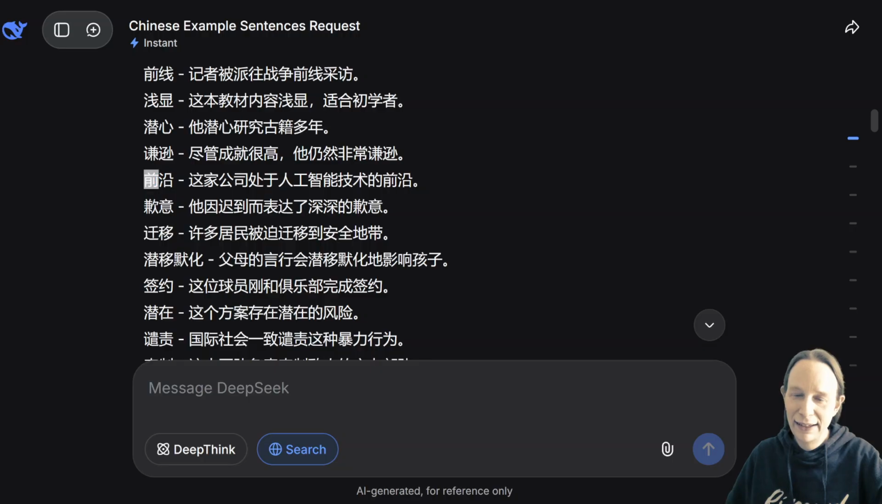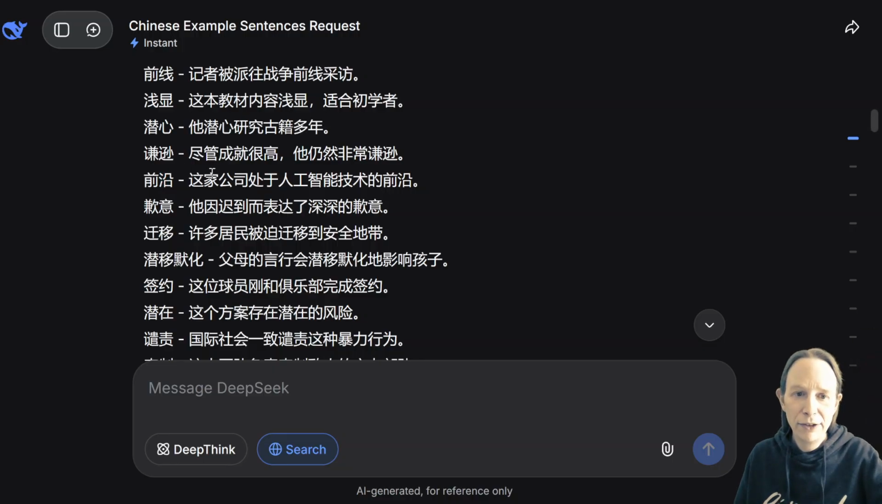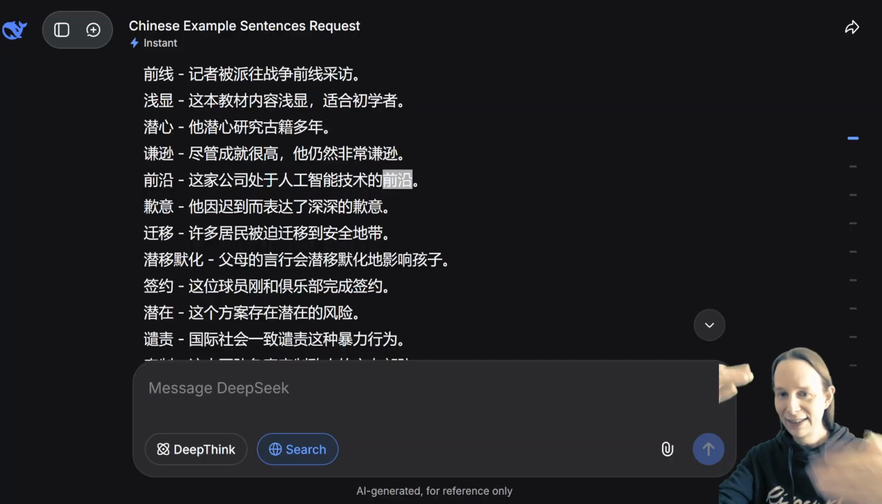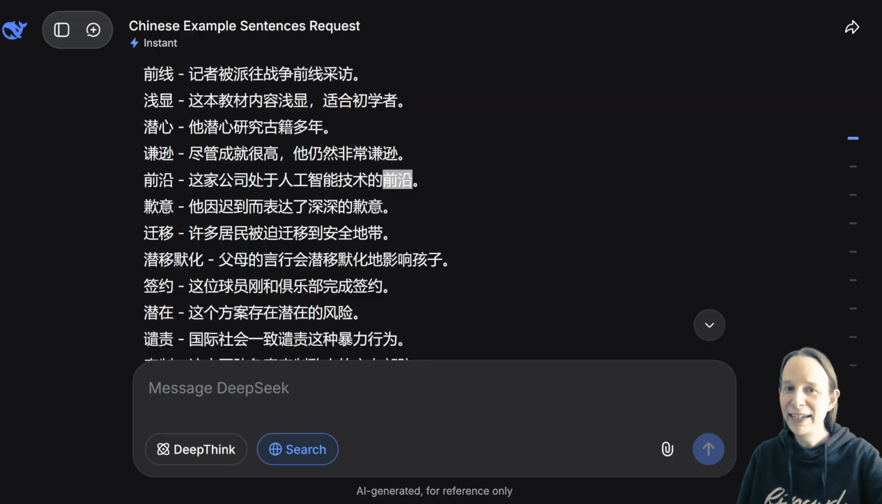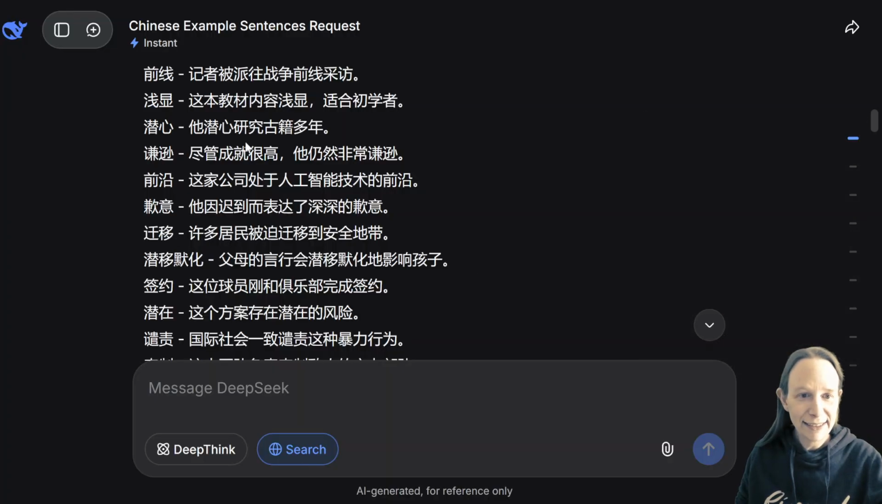Okay, so 前 can mean go forward. It can mean in front. 沿 often means on the perimeter or following the perimeter of something. All right. 这家公司处于人工智能技术的前沿. That sounds like you're on the forefront. So the perimeter is like a perimeter of technology. The forefront, the cutting edge. So that's the edge we're following. That's the perimeter. All right. 前沿 kind of makes sense, eh? All right. 前沿.